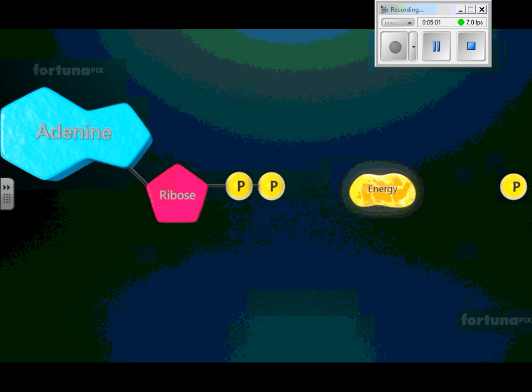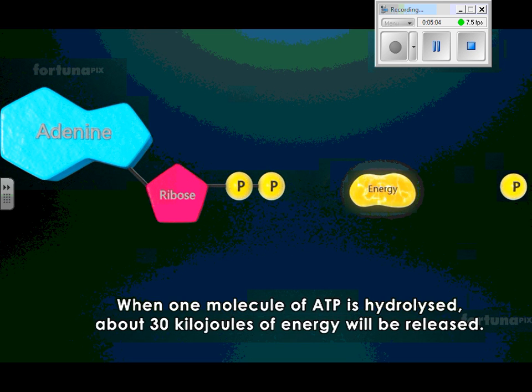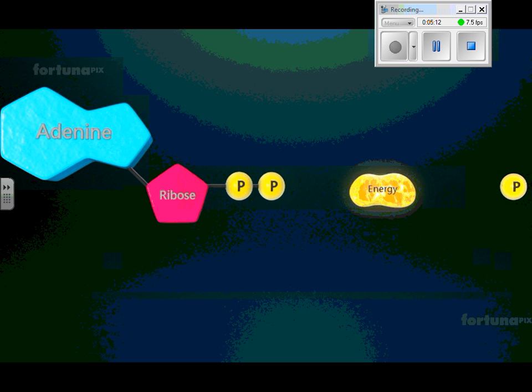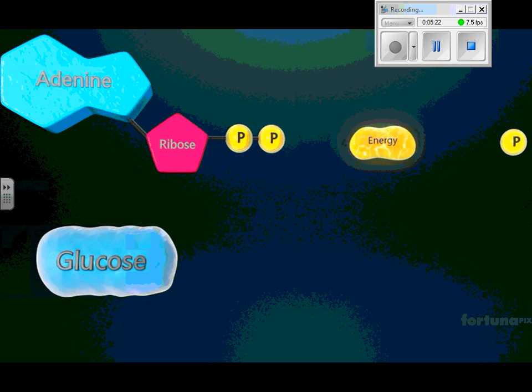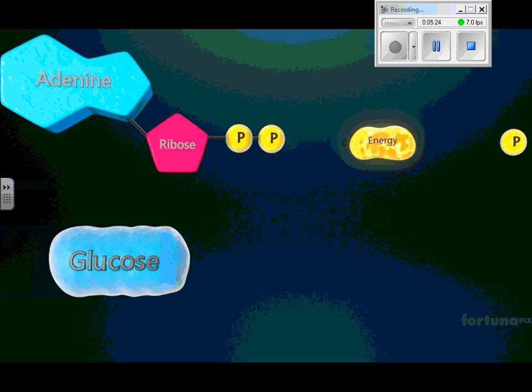When one molecule of ATP is hydrolyzed, about 30 kilojoules of energy will be released. ATP is a molecule efficient in the release of energy, but not in its storage. By comparison, a single molecule of glucose can store almost 100 times the energy stored in ATP.